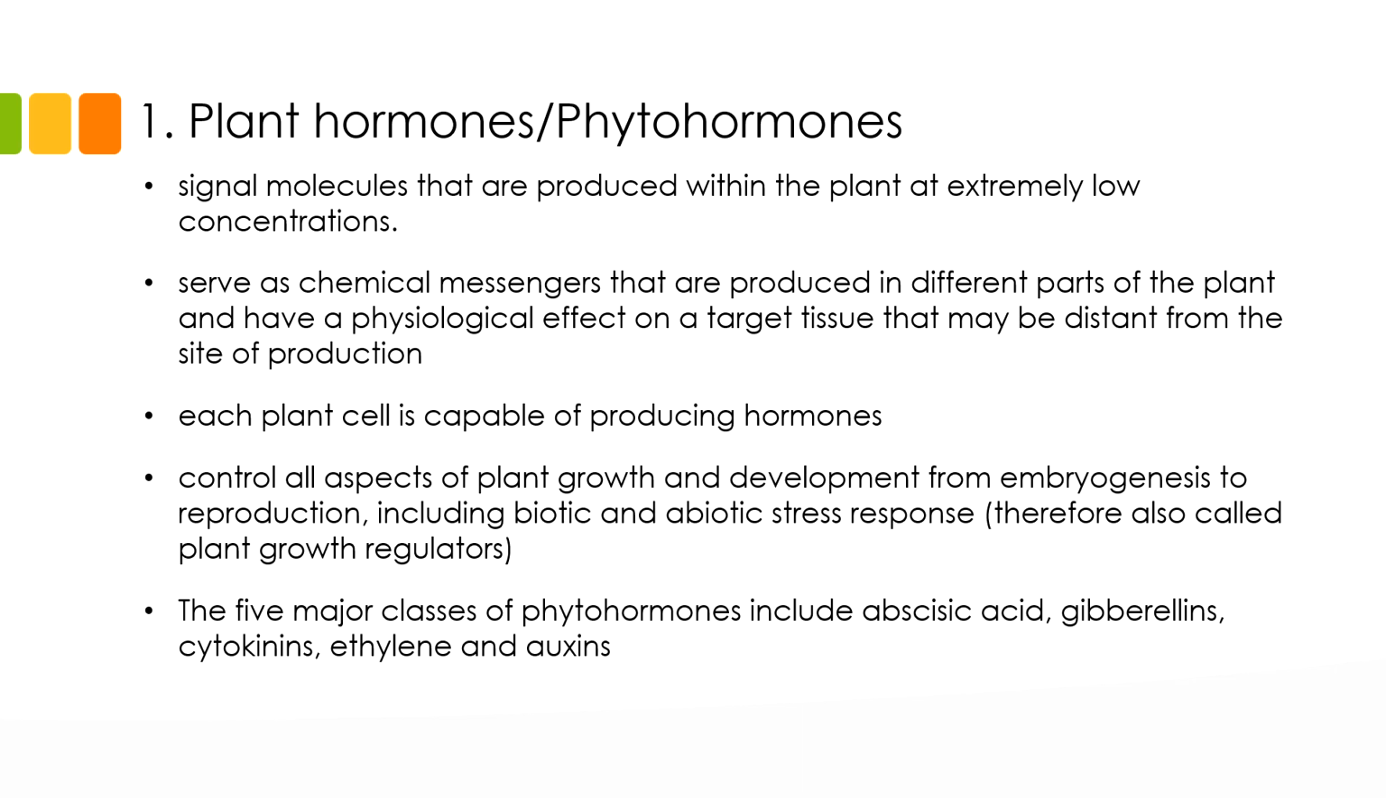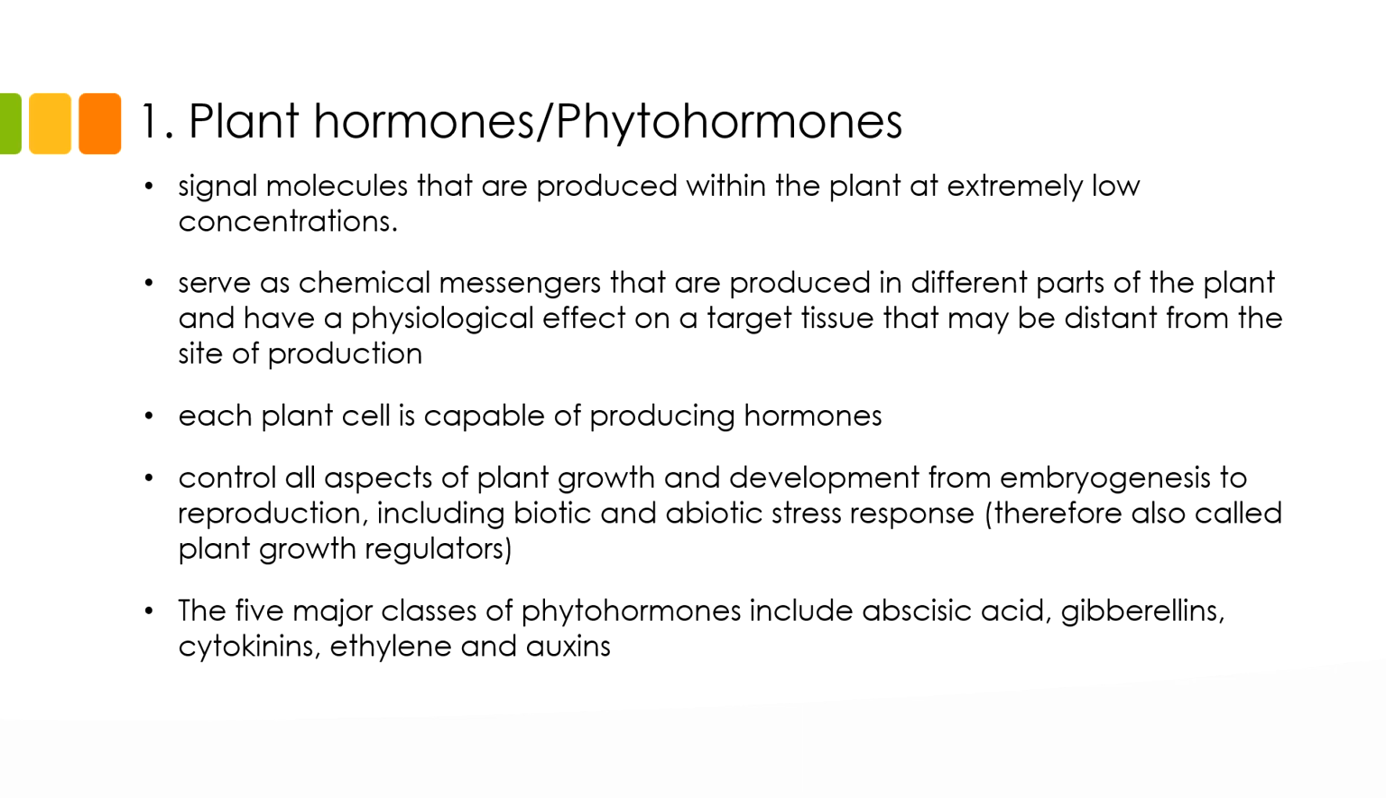Plant hormones are also known as phytohormones. The word phyto is a Greek word meaning of a plant or relating to plants. Plant hormones or phytohormones are signal molecules that are produced within the plant at extremely low concentrations. They serve as chemical messengers that are produced in different parts of the plant and have a physiological effect on a target tissue that may be distant from the site of production.